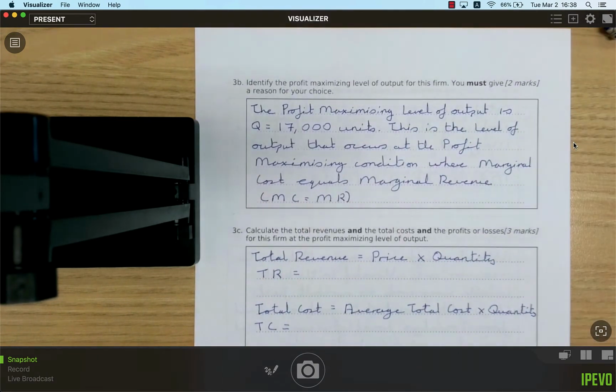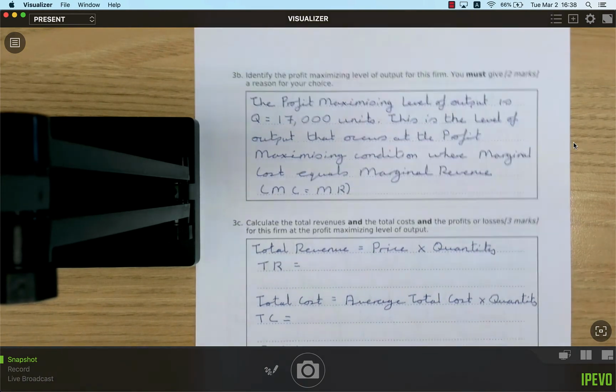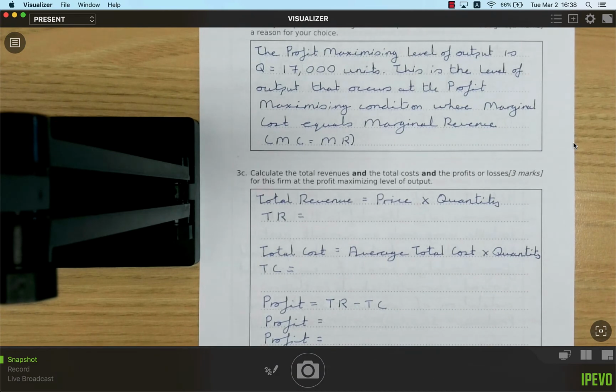The profit maximizing level of output is Q equals 17,000 units. This is the level of output that occurs at the profit maximizing condition where MC equals MR, or marginal revenue equals marginal cost, or marginal cost equals marginal revenue. Okay, now calculate the total revenue, total costs and profits or losses for this firm at the profit maximizing level of output.